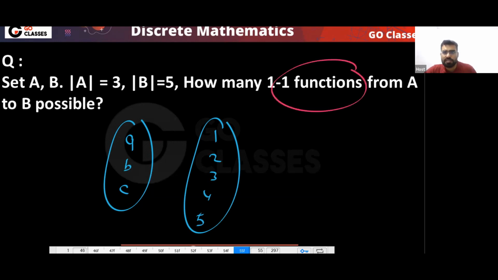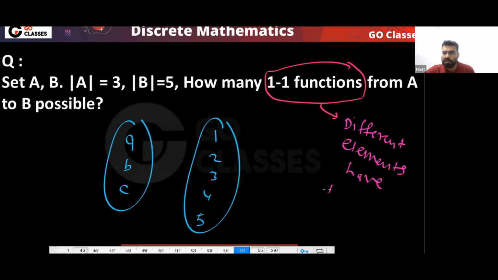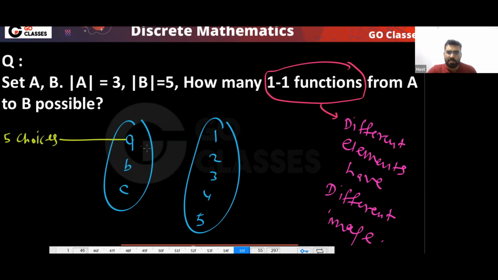One-to-one function simply means that different elements have different images. So for A, how many choices do you have? For A, we have a total of 5 choices. This A can map to anyone.